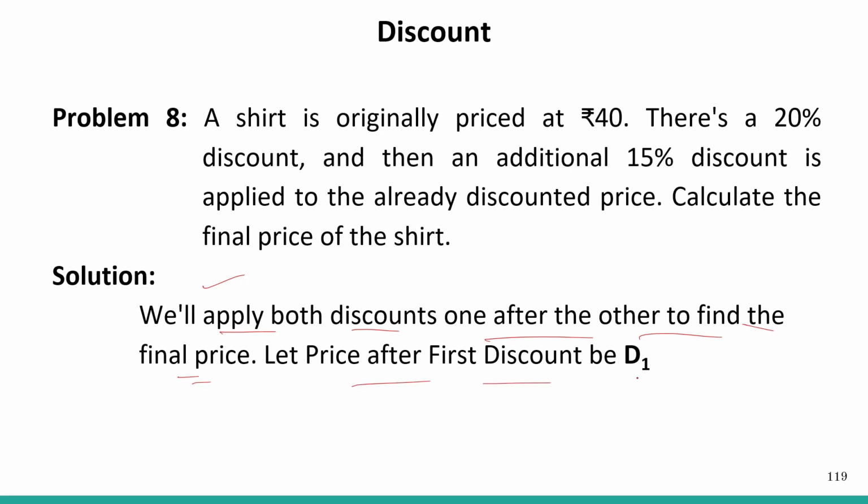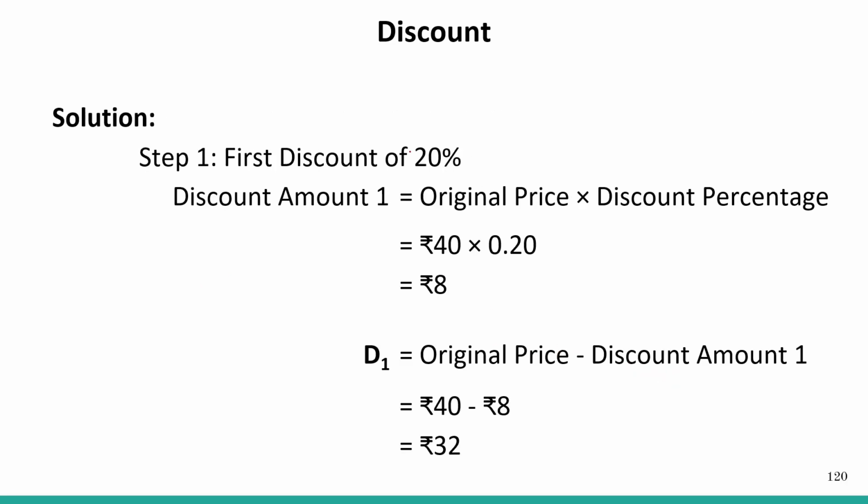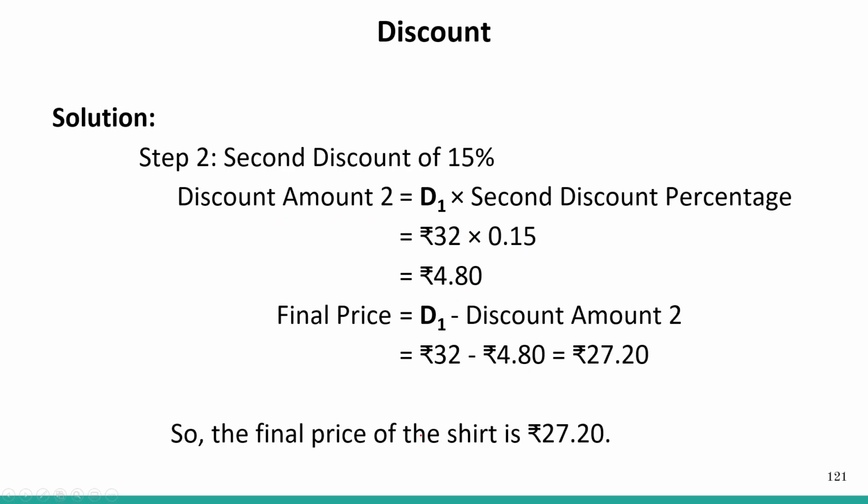So let the price after the first discount be what? D1. So first discount is equal to 20%. So discount amount 1 is equal to what? Original price into discount percentage. That is 40 into 0.2. So it will be 8 rupees. So D1 is equal to original price minus discount amount 1. So 40 minus 8 is equal to 32 rupees.